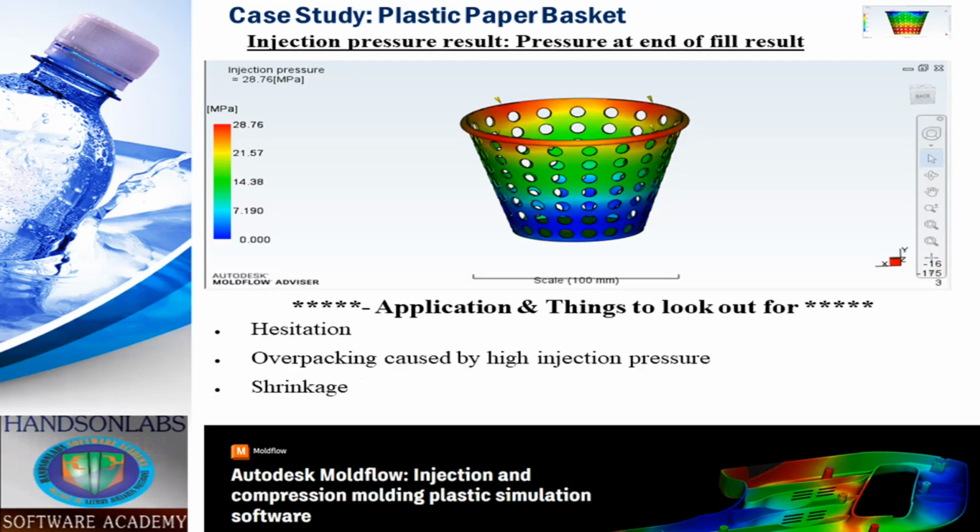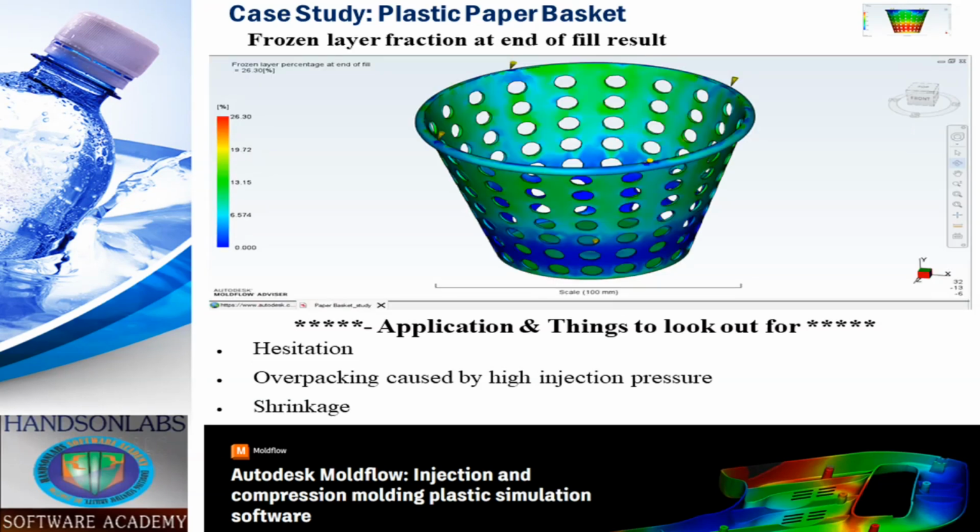Now, still on the injection pressure results, pressure at end of fill results, the applications and things to look out for include hesitation, overpacking caused by high injection pressure, as well as shrinkage. Now, let's take a look at frozen layer fraction at end of fill results. Applications and things to look out for include, but are not limited to, hesitation, overpacking caused by high injection pressure, and shrinkage.